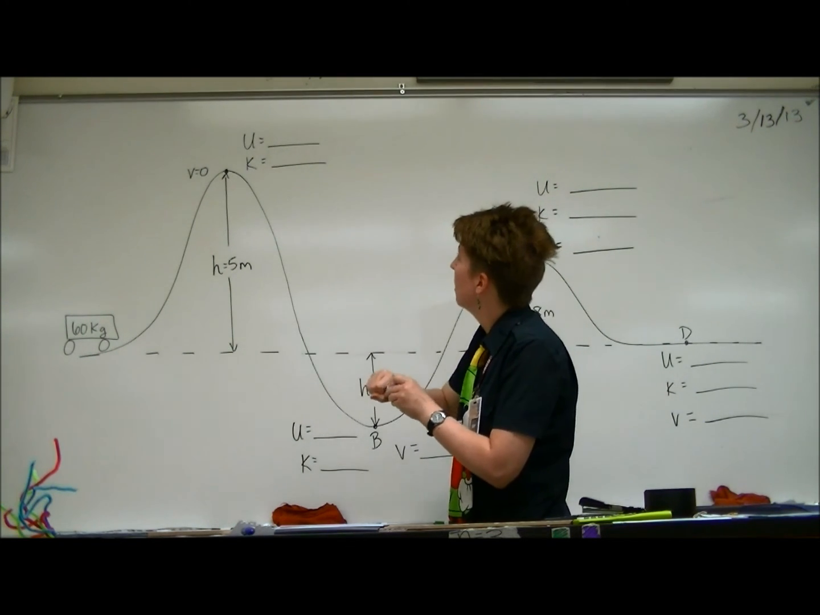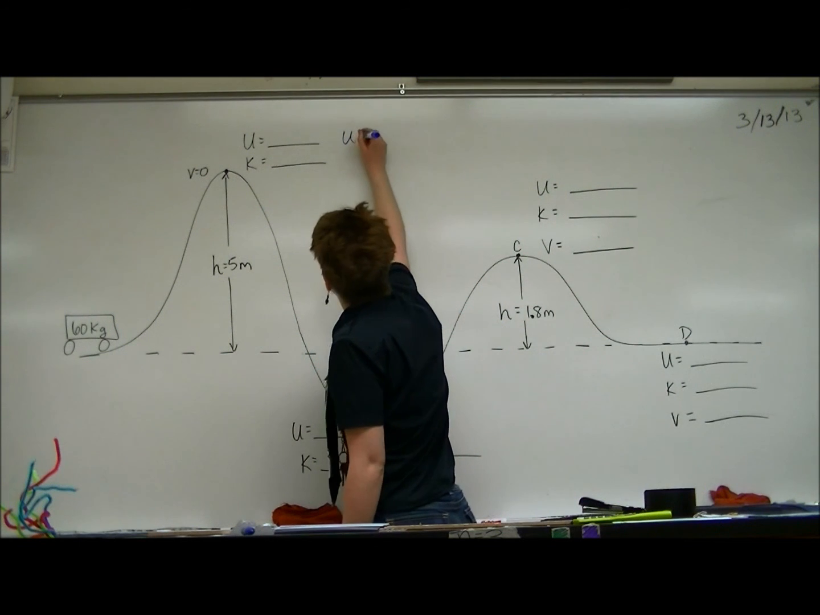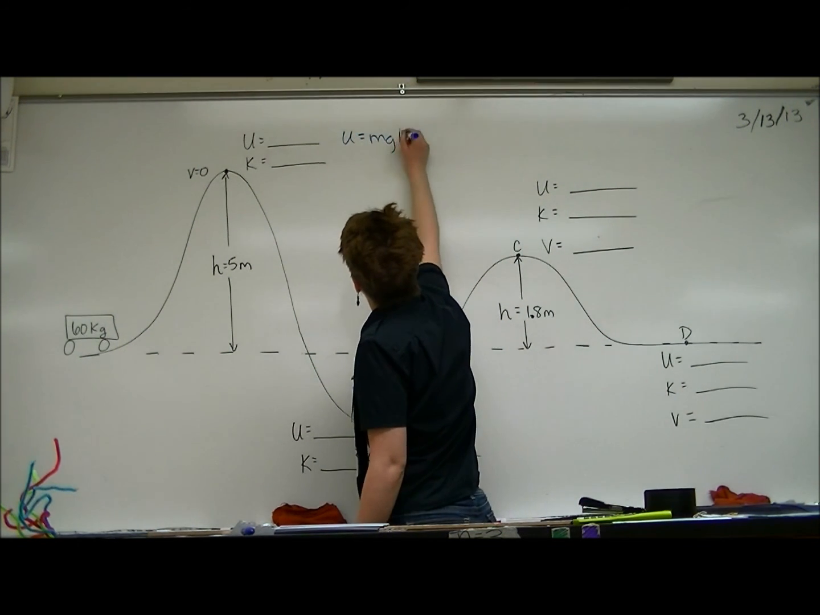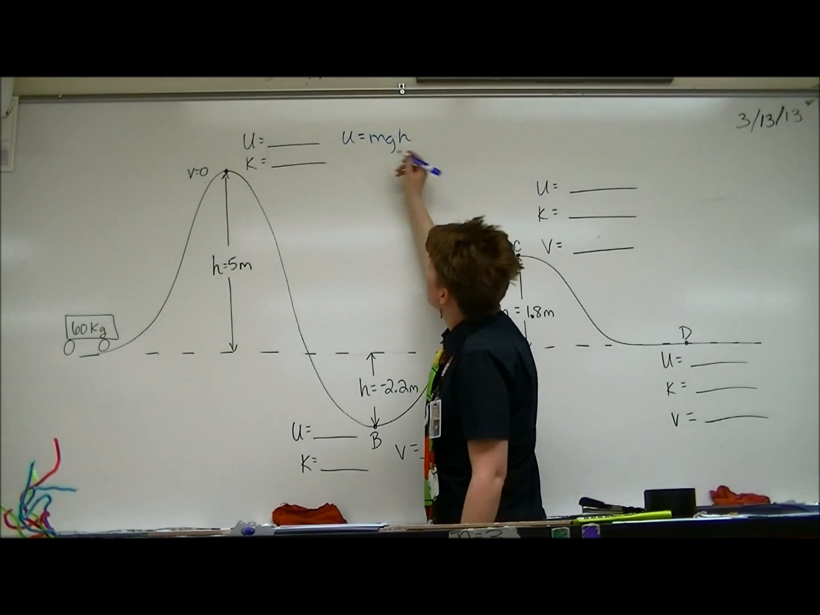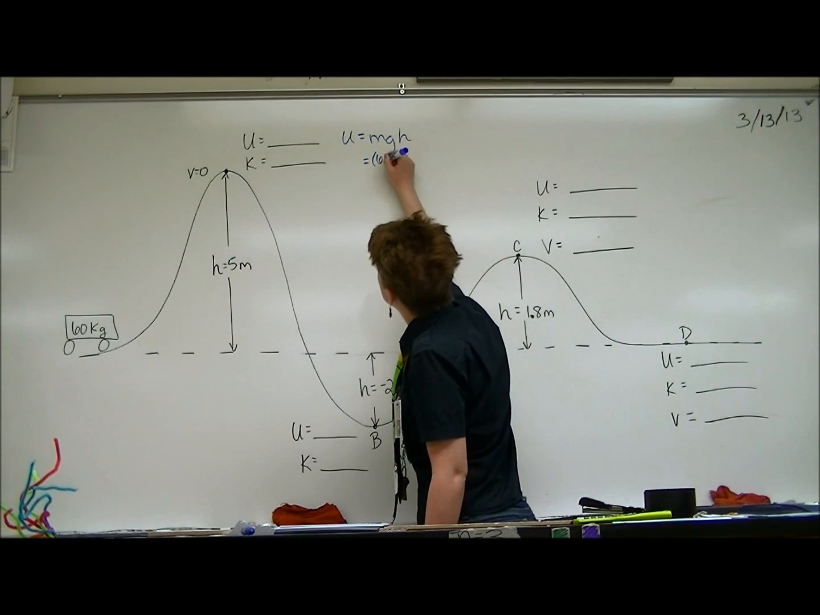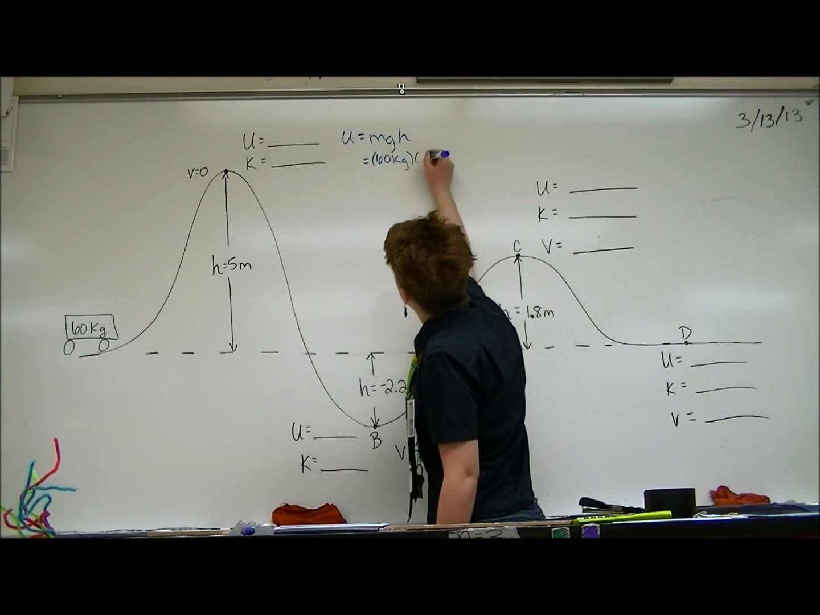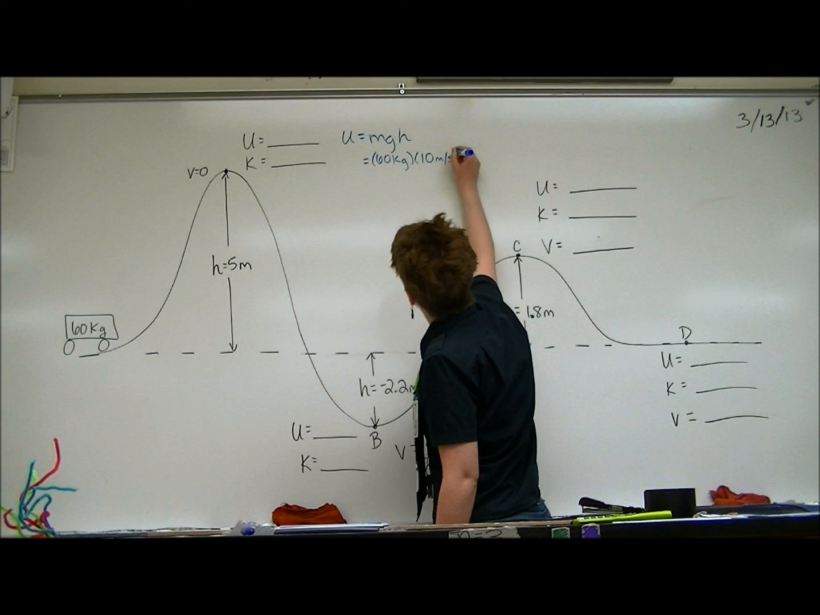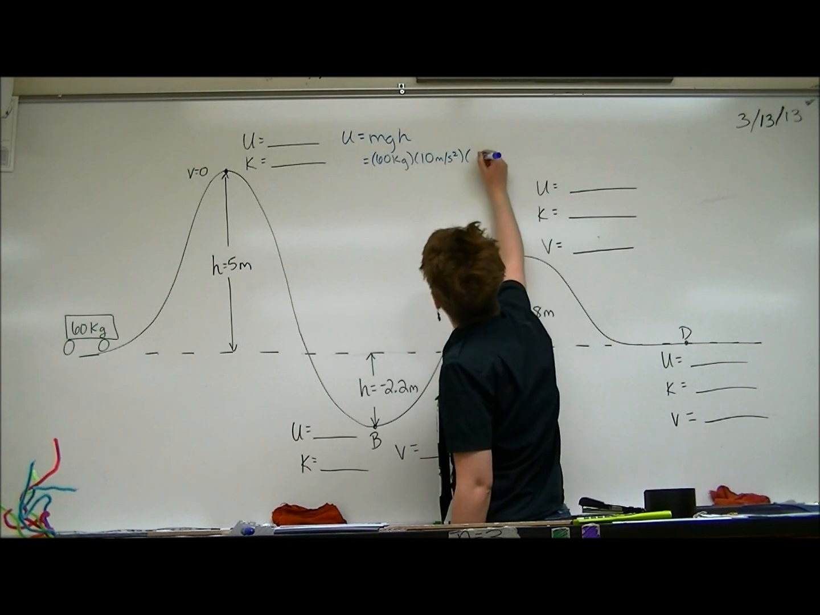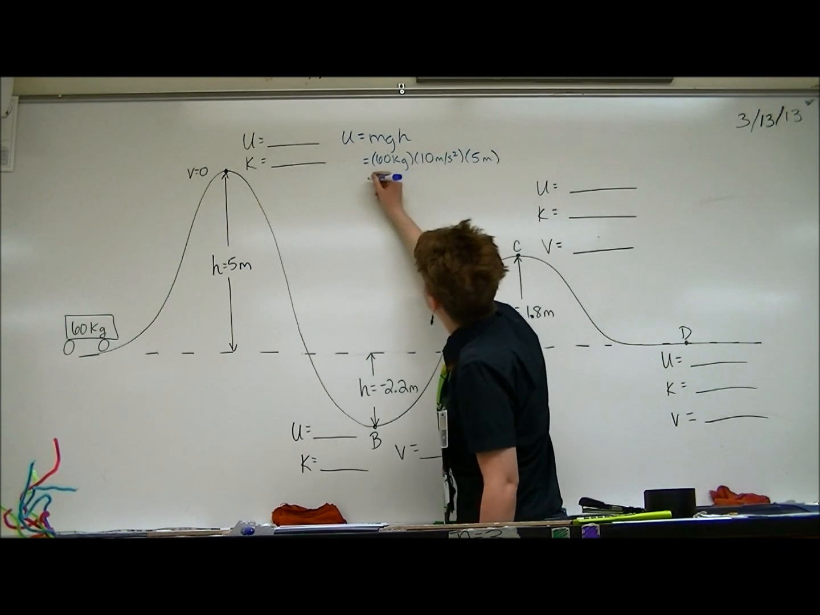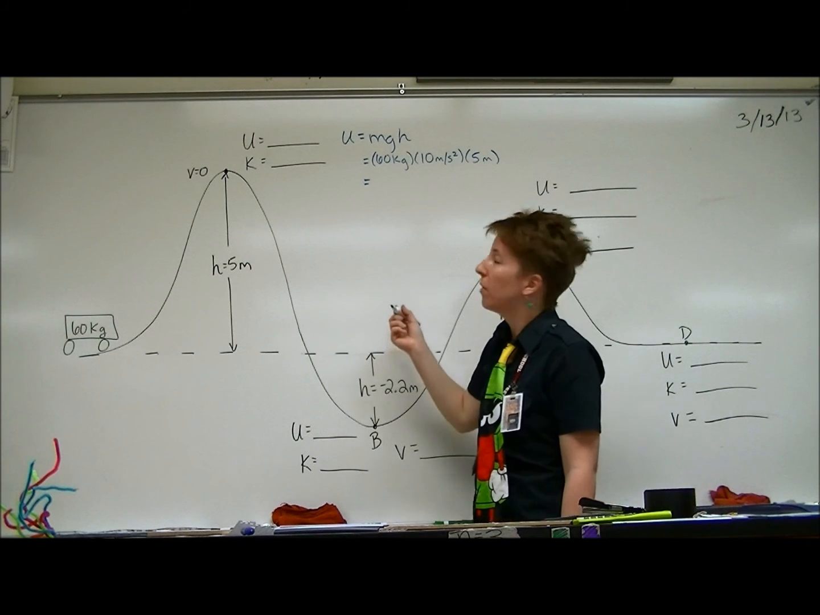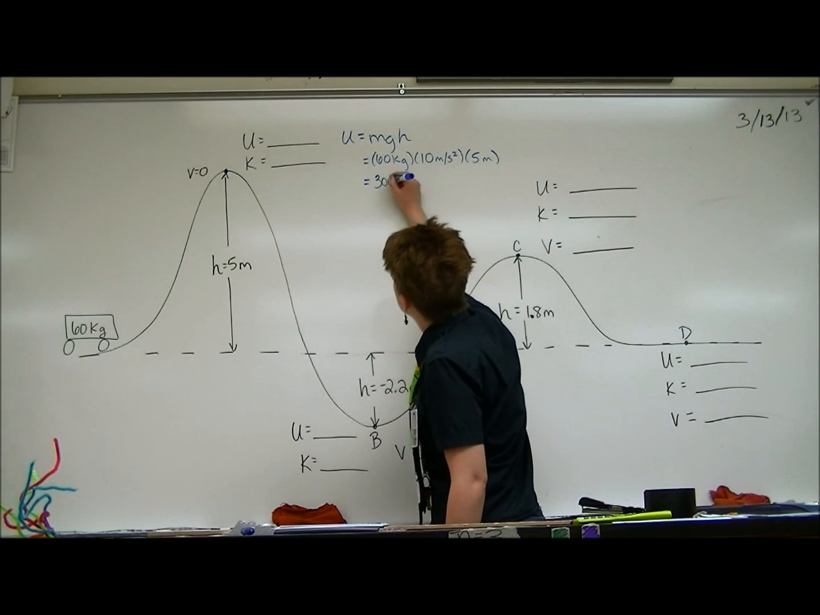To find potential energy, we need the equation for potential energy. U equals mgh. The mass, 60 kilograms. Gravity is 10 meters per second squared. And the height is 5 meters. When you do all that, you get 3,000 joules.